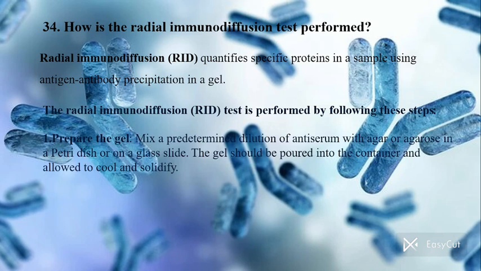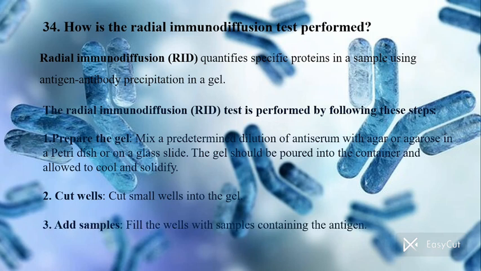The first step is to prepare the gel. The gel we are going to use is agarose gel, and it is mixed with antiserum. After that, the solution is poured into a container, either a petri dish, and allowed to solidify. The next step is to cut wells, where we put holes into the solidified gel.